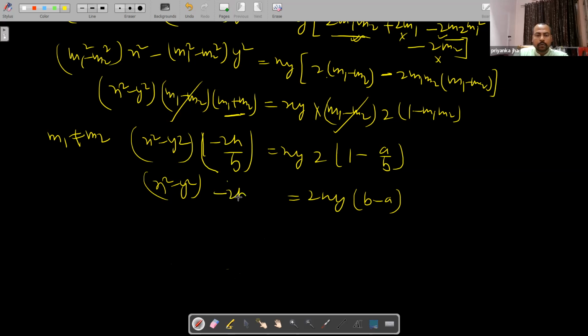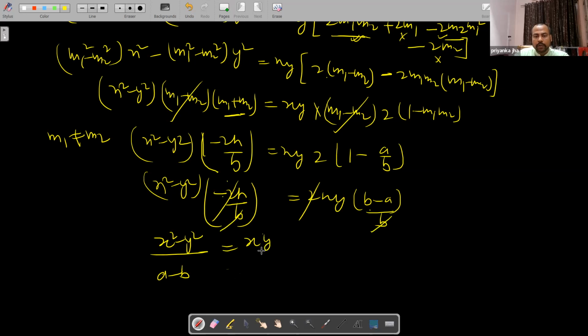This is simple: minus 2h by b. So this 2 and this 2 will be gone, and the minus will be consumed here. It will become a minus b. So this is x square by x square minus y square upon a minus b equal to xy upon h.